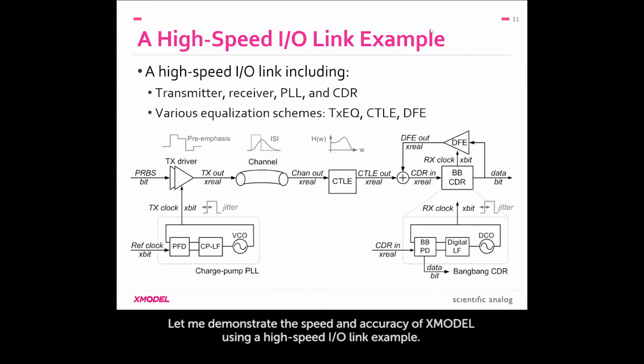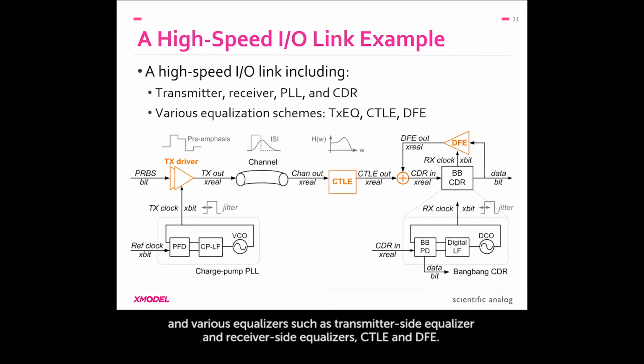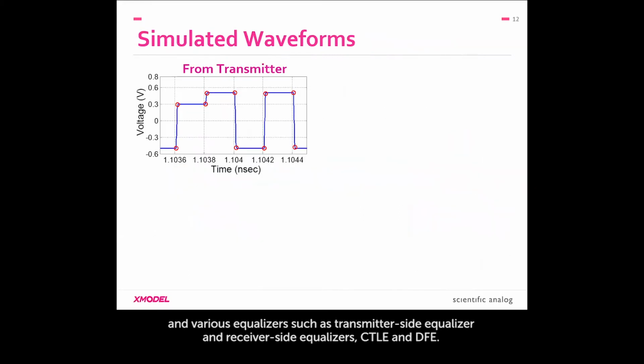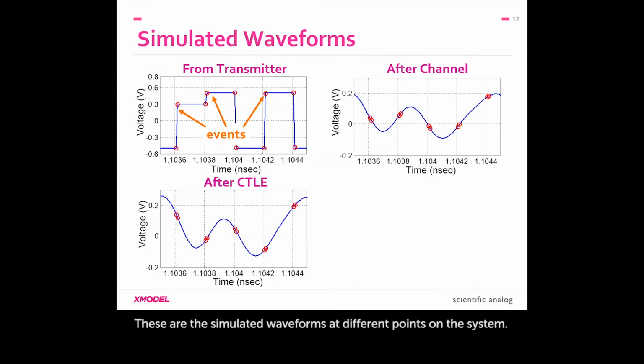Let me demonstrate the speed and accuracy of XModel using a high-speed I/O link example. The example link includes a phase-locked loop that generates a transmitter clock and data recovery that recovers the clock for the receiver, and various equalizers such as transmitter side equalizer and receiver side equalizers, CTLE and DFE. These are the simulated waveforms at different points on the system.